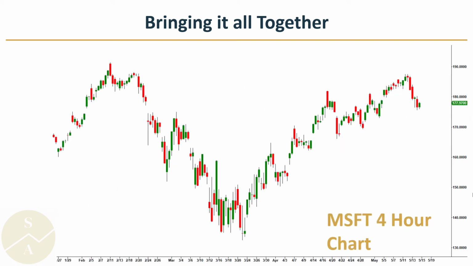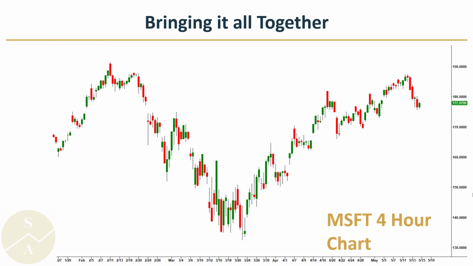Finally, we're going to take a look at the 4-hour chart. And again, this shows us a completely different picture. One candle represents 4 hours of time. And we can take this all the way down to a 15-minute chart, a 5-minute chart, a 1-minute chart. Why would you use a 4-hour chart? Maybe because you have a shorter term style of trading.